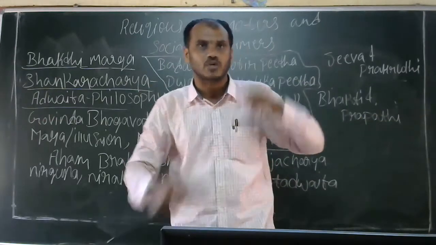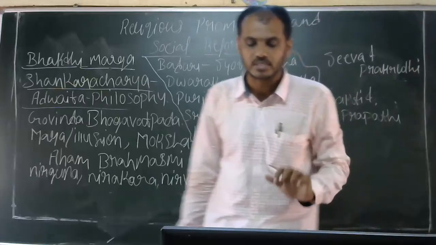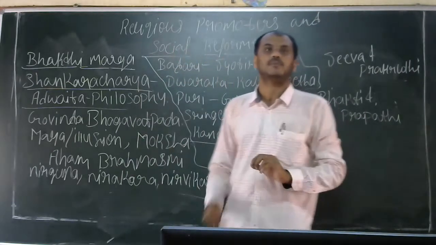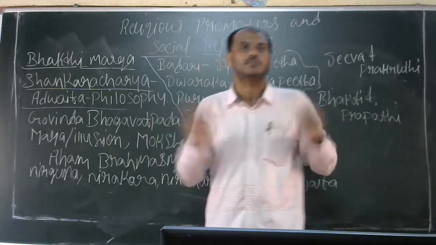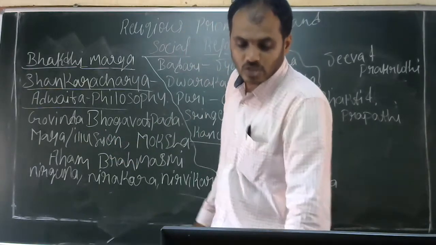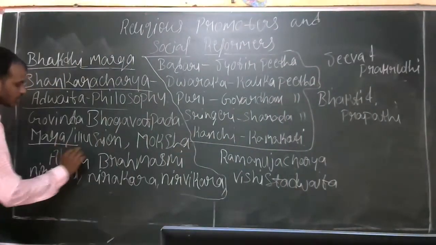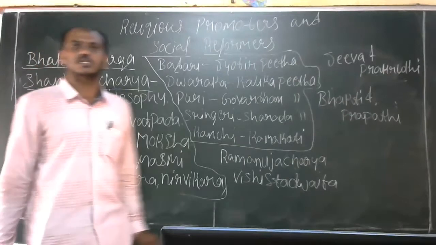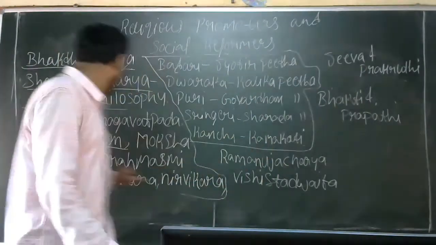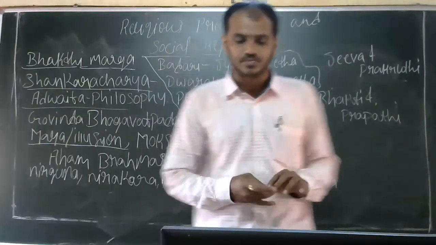The soul of the human being is with Brahma itself, and life is not separate from Brahma. This has been preached by Shankaracharya. So the world is Maya. Illusion means nothing but Maya. So the world is Maya or illusion.